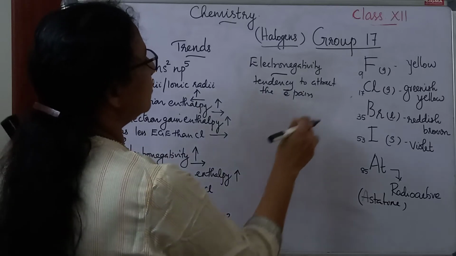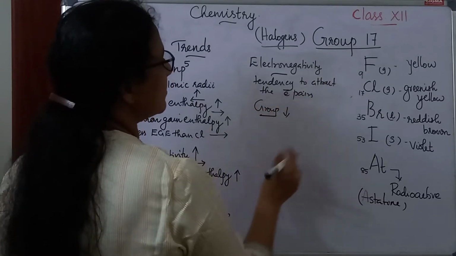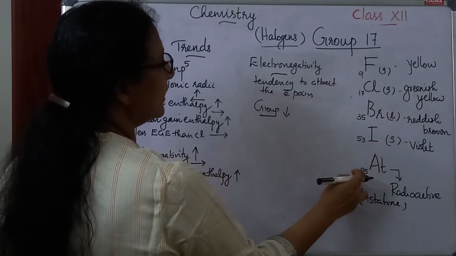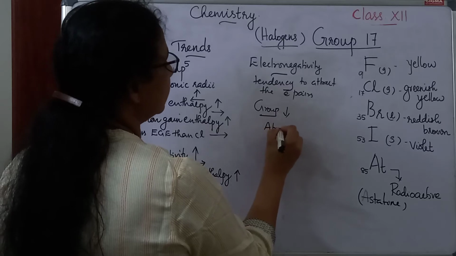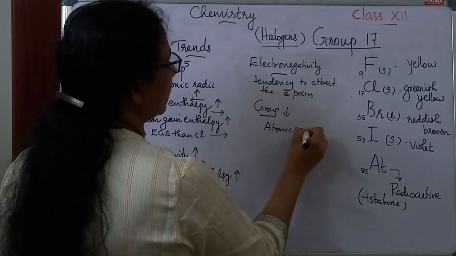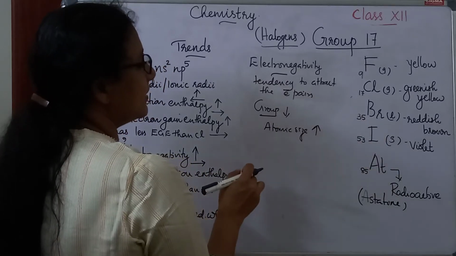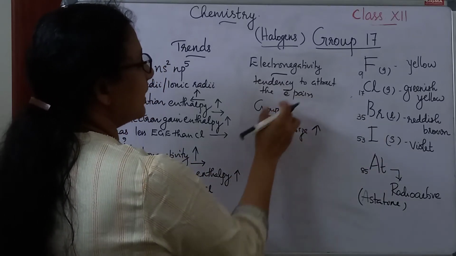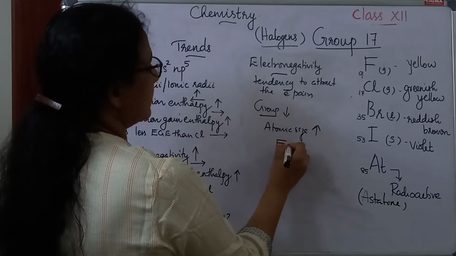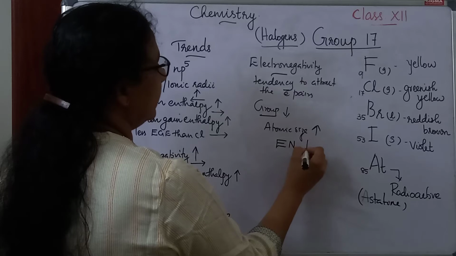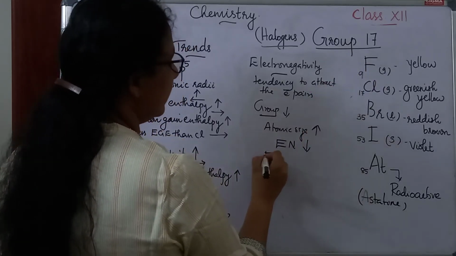In the case of electronegativity, if you are considering a group, what happens to the electronegativity? The electronegativity decreases down the group since the atomic size increases. Since the atomic size increases, the tendency to attract the electron pair is decreasing. So electronegativity decreases down the group. You know that fluorine is the most electronegative element.